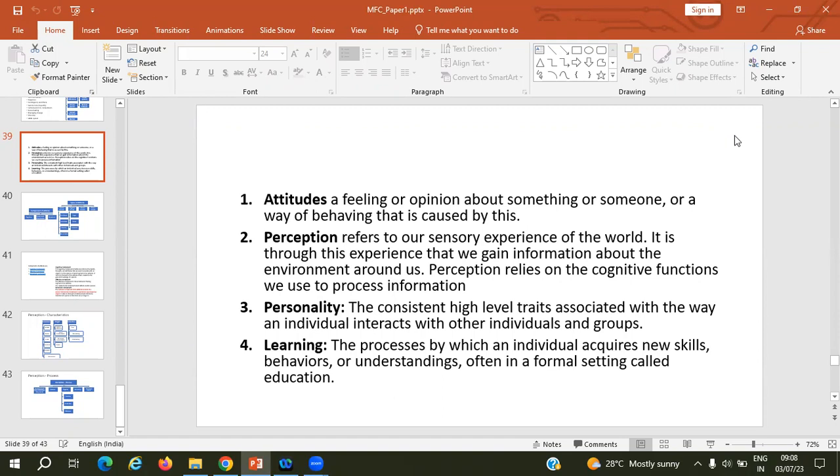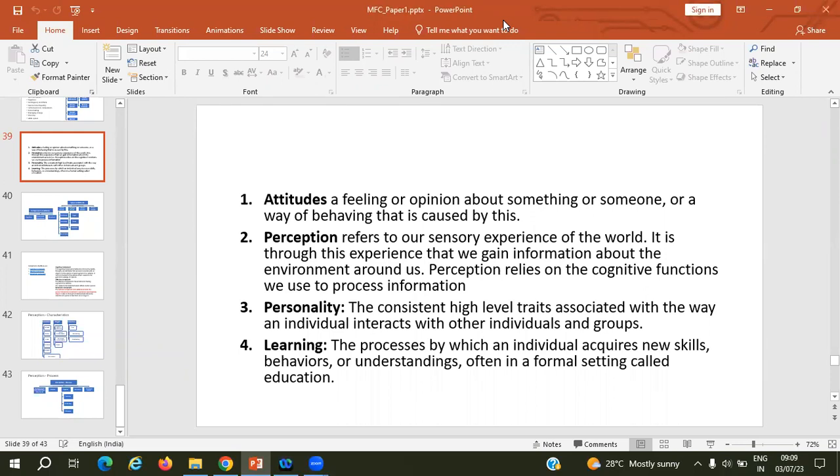What we were discussing, we were mainly discussing the different behavior of human psychology which are impacting the organization. In that, we studied attitude, perception, personality, and learning. What is the difference between attitude and perception we discussed?